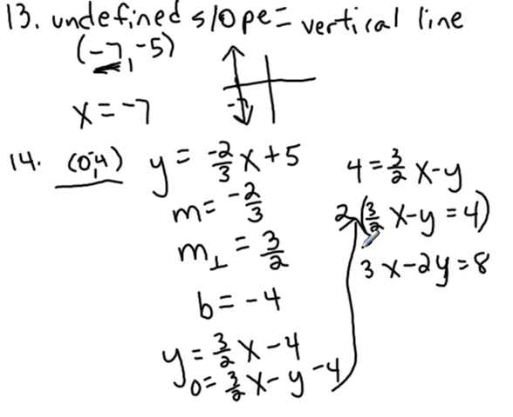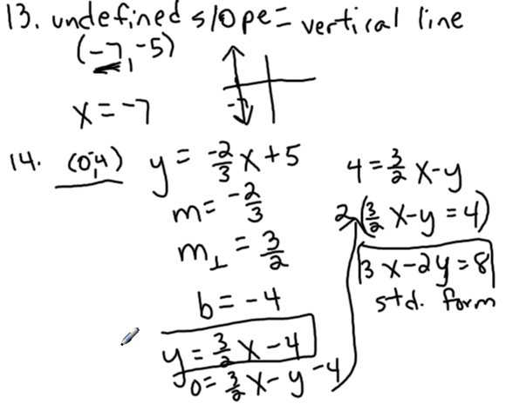Here is my standard form. And here is my slope-intercept form. Standard form and slope-intercept form of an equation of a line perpendicular to this line passing through that point. And there you go.